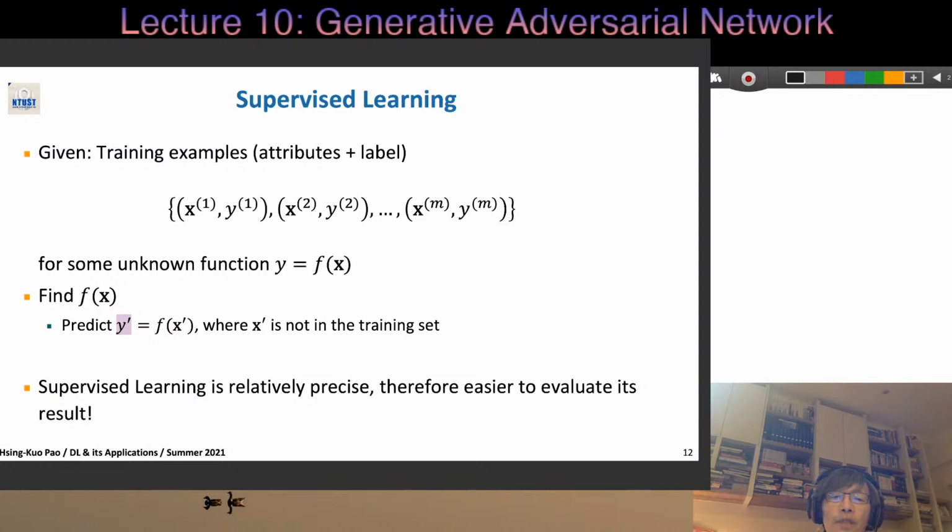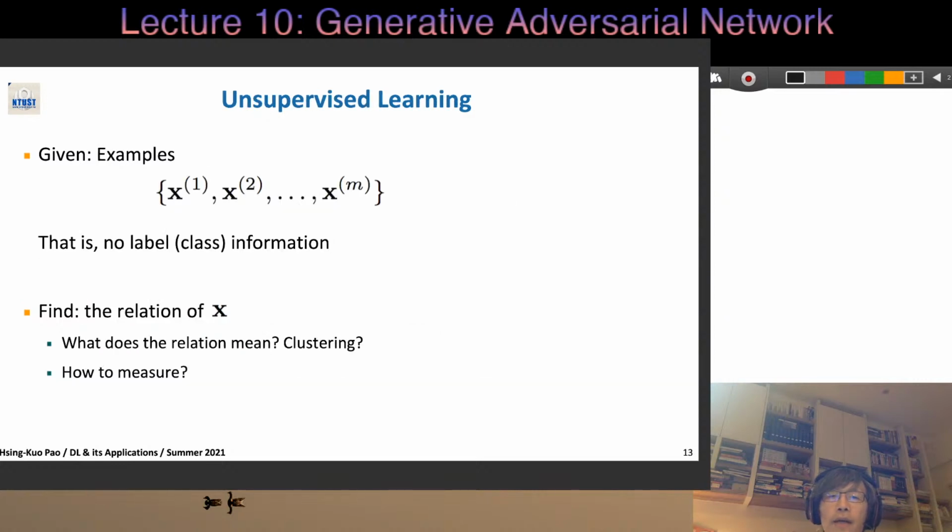Supervised learning is relatively precise, so we have been studying this topic for quite a while, for decades. On the other hand, in unsupervised learning, we just focus on finding the relation between different data points, such as finding their similarity or distance, or how to cluster several data together in one group. So that's unsupervised learning.